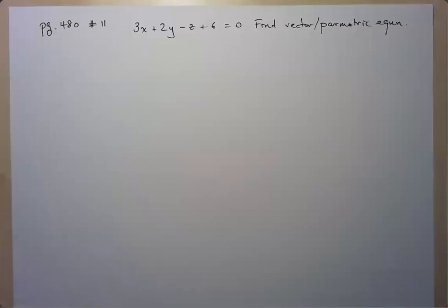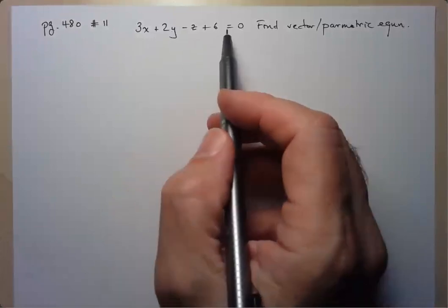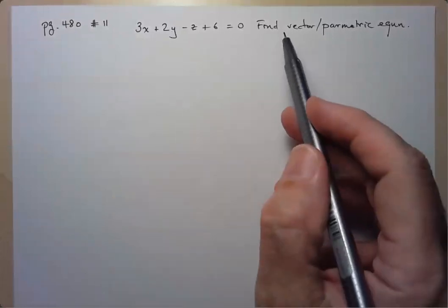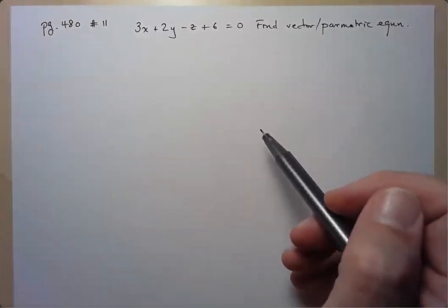All right, so let's take a look at this one here. It's page 480, number 11. Here they give us this plane in Cartesian form, and they want us to find the vector and parametric equation of this. Okay, so does anybody want to give me a starting point?